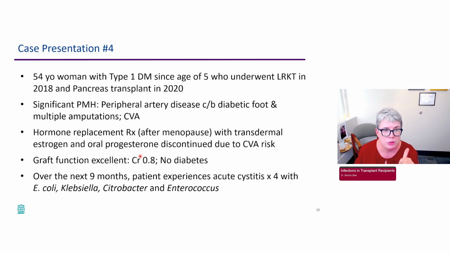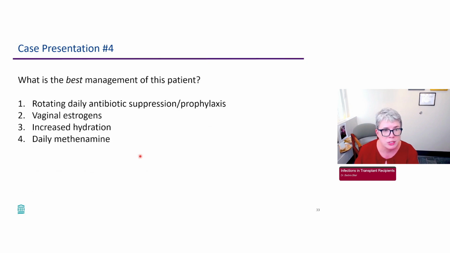Prior to her strokes, she was on hormone replacement, and that did great for her as far as not having urinary tract infections, until she needed to stop the hormone replacement because of her CVA risk. And then graft function is great, no diabetes. Over 9 months, she gets 4 episodes of cystitis with various bacteria.